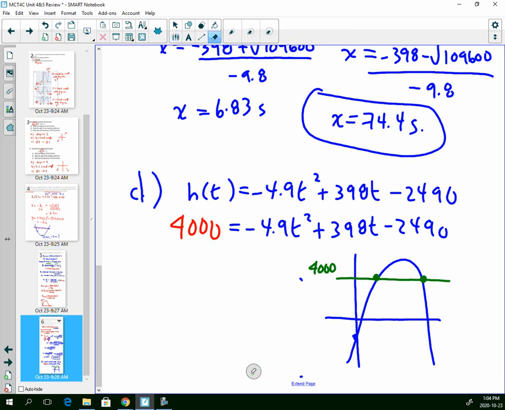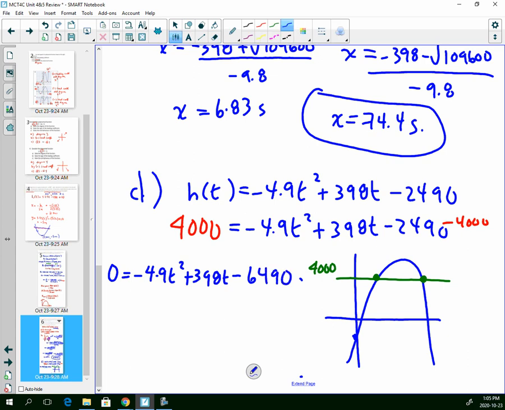So in order to solve, it has to equal 0. So you're going to have to move the 4,000 to the right side, and add it or subtract it from here. Everything has to equal 0. So that would be 6,490. And then you're going to use your quadratic formula again. So then we can solve again.